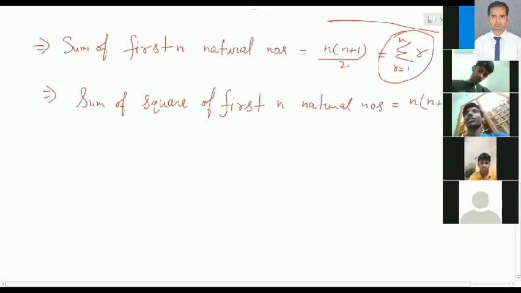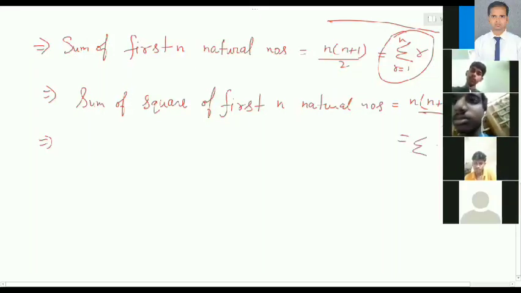What will be the formula? n into n plus 1 into 2n plus 1 by 6. Okay. Now if they give cube, what will you say? Sum of cubes of n natural numbers. And if you want to write this in summation form, how can we write? Summation r square, r varying from 1 to n.